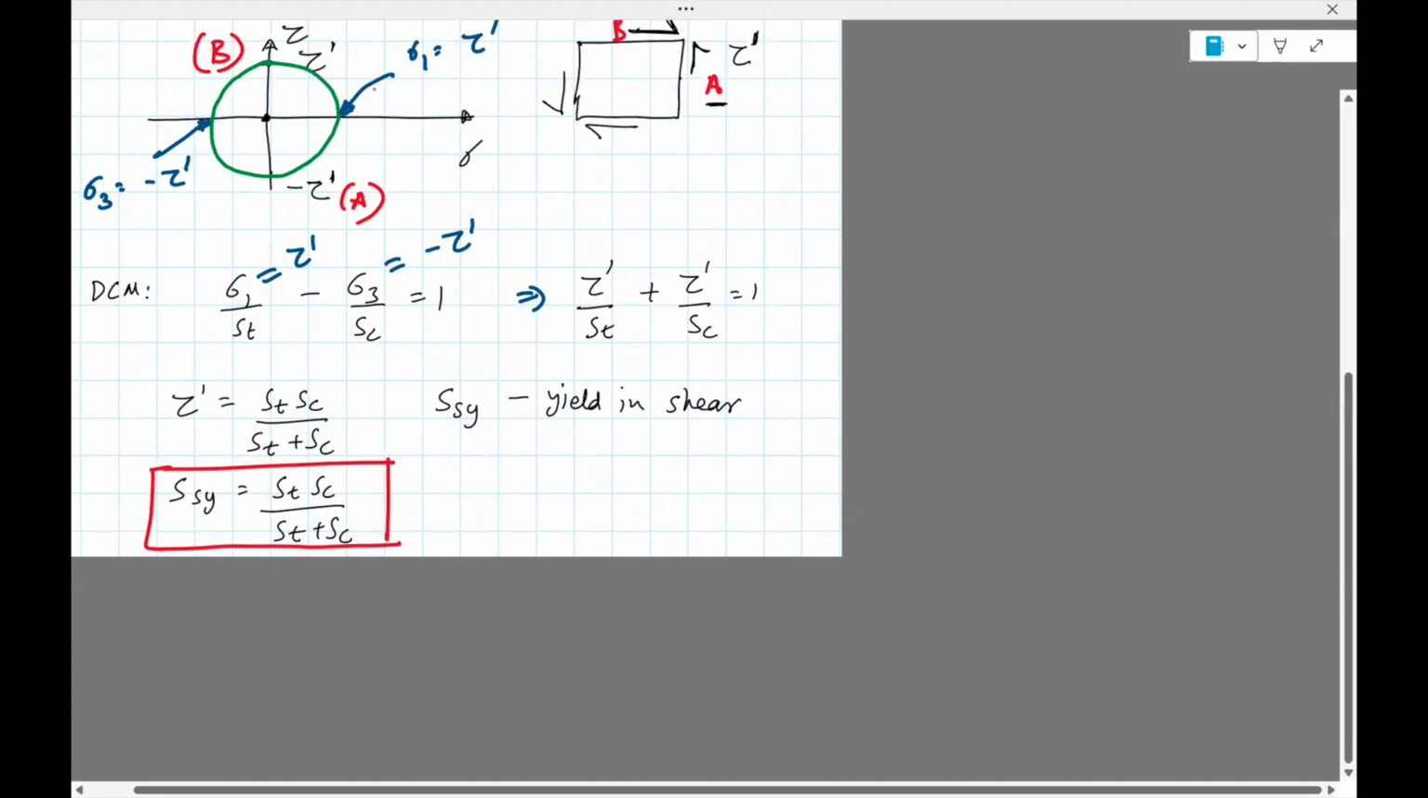So why are we doing all this? Well, we're doing this because we want to identify a criterion for failure in cases where there's pure shear. There are no normal stresses. An example of pure shear would be torsion. Pure torsion would give pure shear, and this formula would be useful in that case.